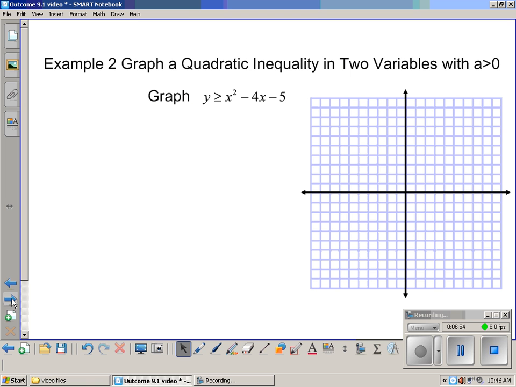Now we're going to graph y is greater than or equal to x squared minus 4x minus 5.